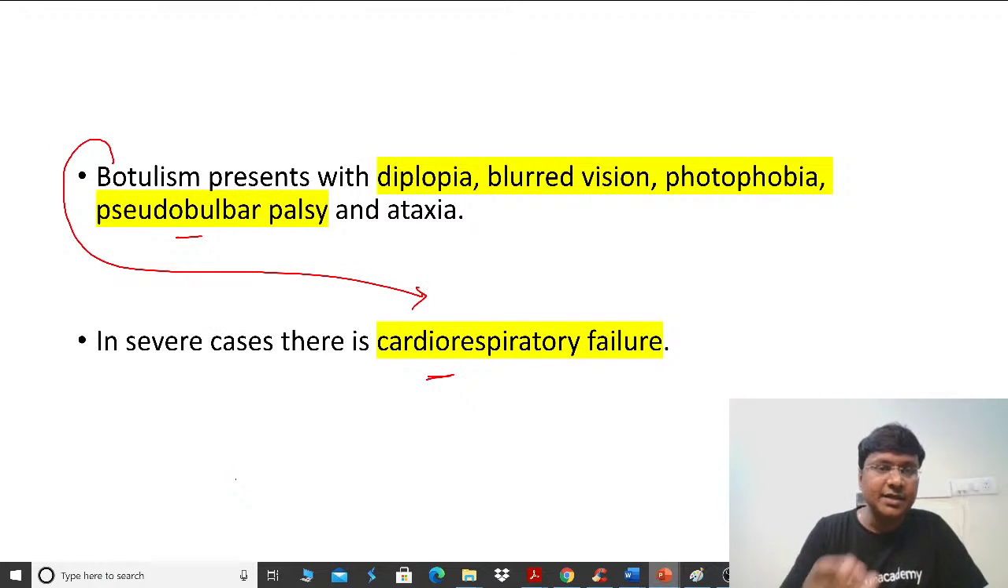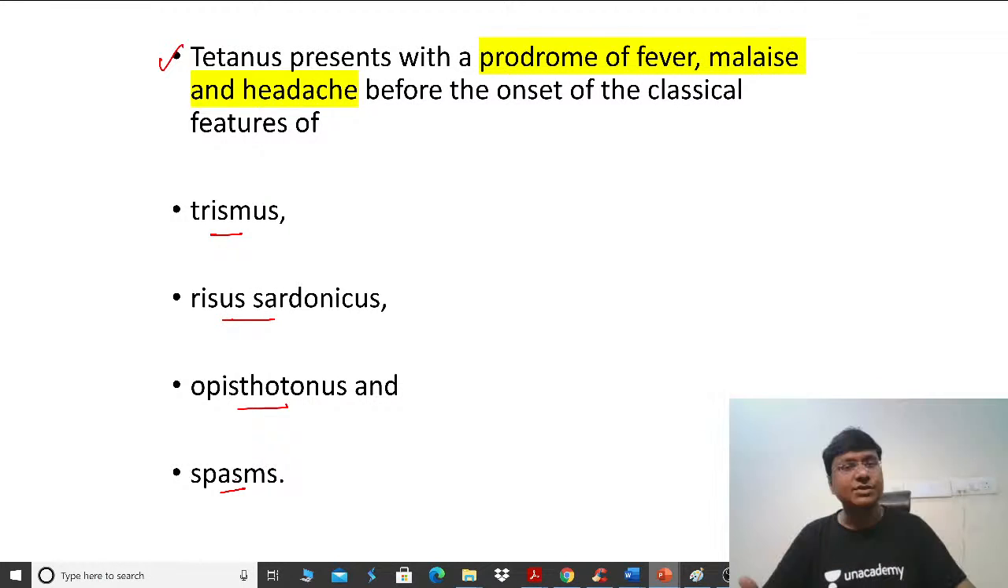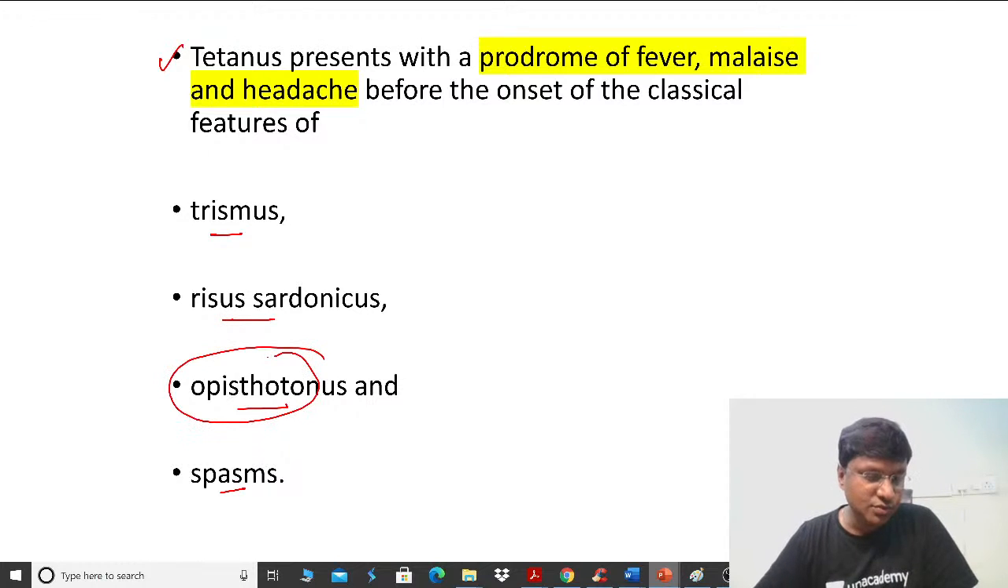In patients with botulism, what do you give as a treatment? Botulinum antitoxin. And what do you give as part of the treatment for tetanus? Tetanus antitoxin. So either botulism or tetanus, we give the antitoxins as part of the treatment.